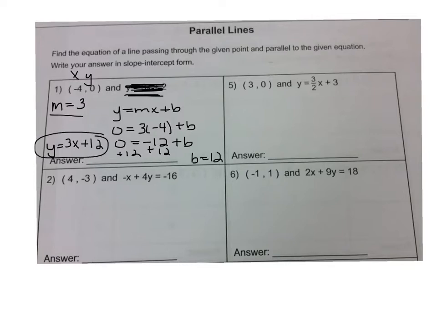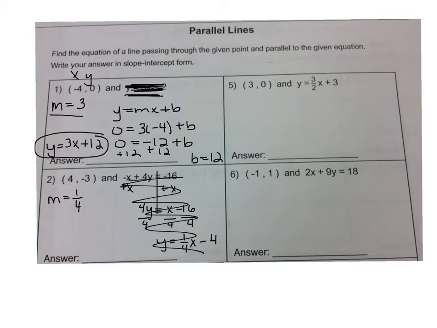Now, if you look at number 2, before we can do any of that, we first have to solve for y. So we're going to add x and then divide by 4. The reason that we're doing this is because we have to know the slope of that line in order to write the line parallel to it. So the slope of this line is 1/4. The slope of the line parallel to it is also 1/4. So now I'm done with all that.